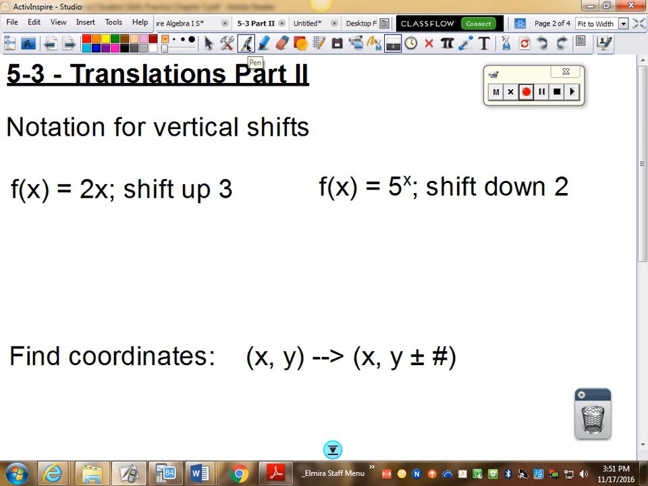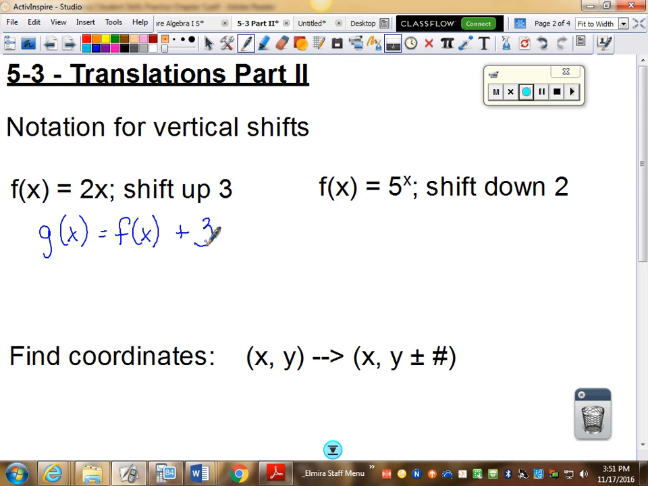Okay, so we're going to work on some notation for doing our vertical and horizontal shifts. In a vertical shift, f of x equals 2 to the x power is our original function. If I'm shifting up 3, that means I'm taking our entire function, making a new function, and adding 3. So my new function will be my old function plus 3, and that's the notation.